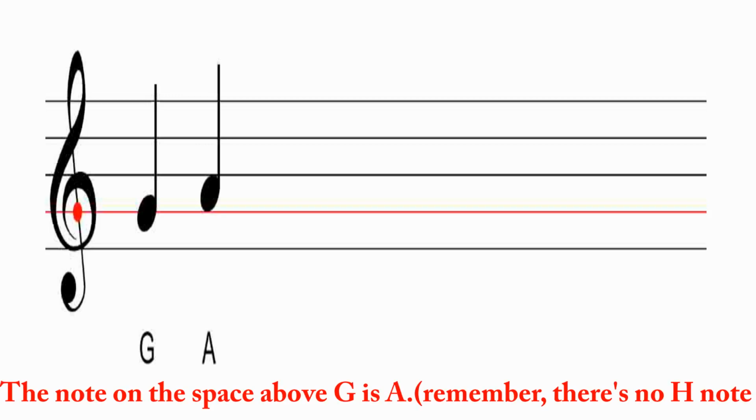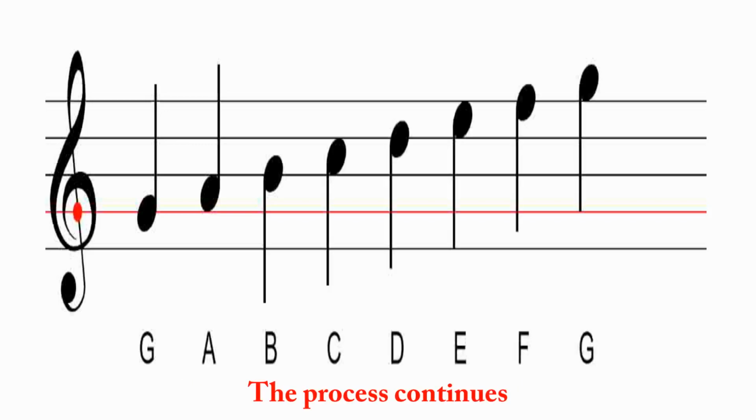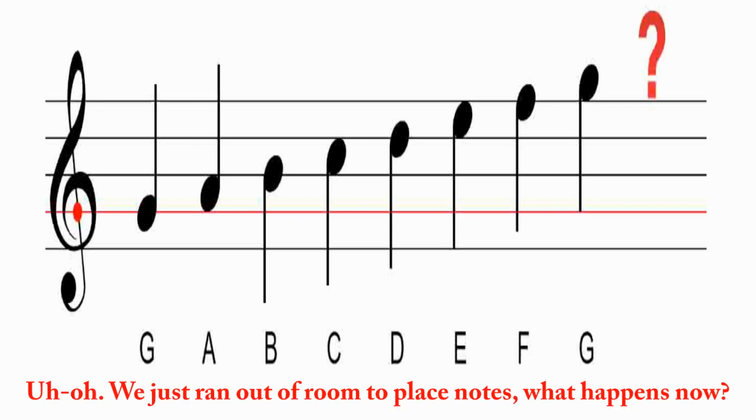Any note placed on this line becomes G. The note on the space above G is A. Remember, there's no H note. The note on the line above A is B. The process continues. Ergo, we just ran out of room to place notes. What happens now?